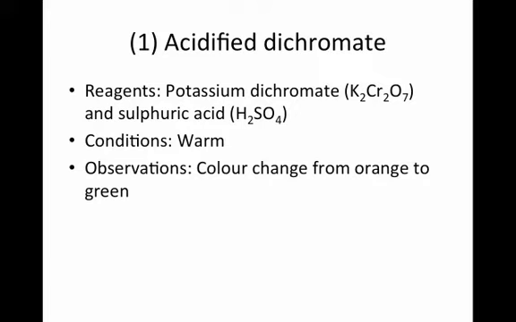The first test is to use acidified potassium dichromate. Potassium dichromate is orange, and in its reduced form, after it's oxidized our aldehyde, it changes to green. You need this in warm conditions with sulfuric acid to make it work. The disadvantage of this reaction is that it also works on alcohols, so you need to be sure that you've got a ketone or aldehyde first. And that's true of all of the reactions we're going to be covering today.